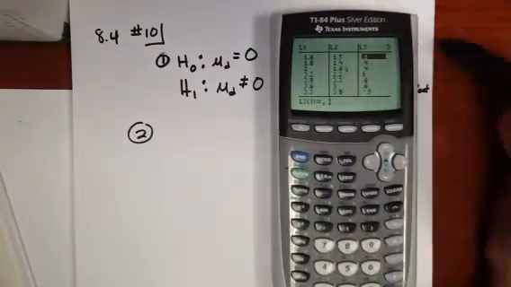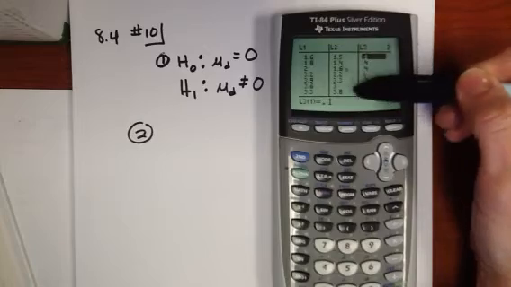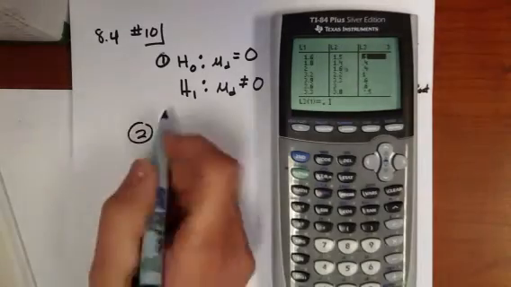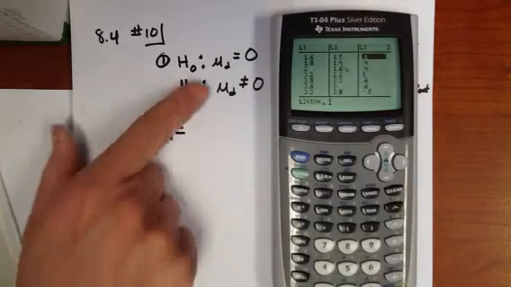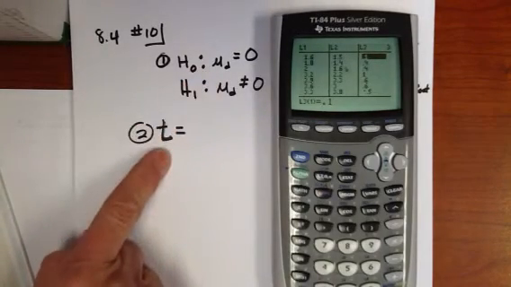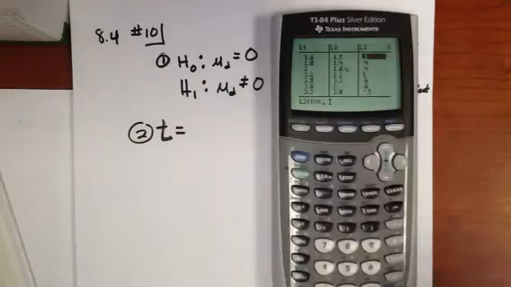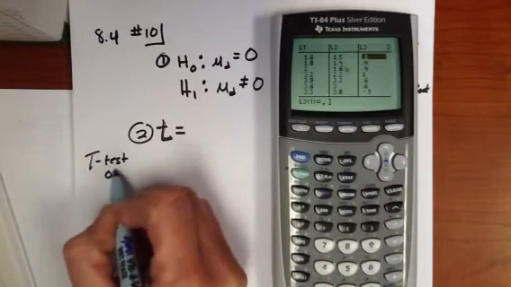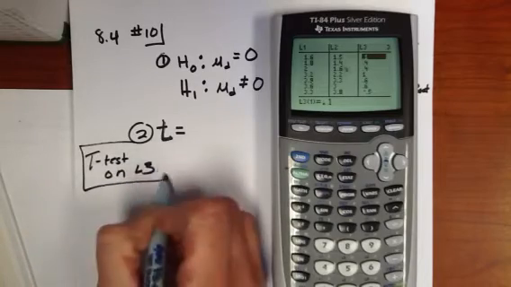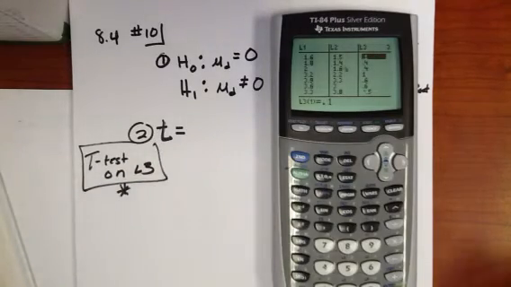Okay? So now to get our test statistic, we're just doing a t-test on this third column. And these are always a t-test, no matter what, on the paired differences. Anytime you use a mu-d, you're going to use a t-test on L3. So t-test on L3. That's the key here, okay?